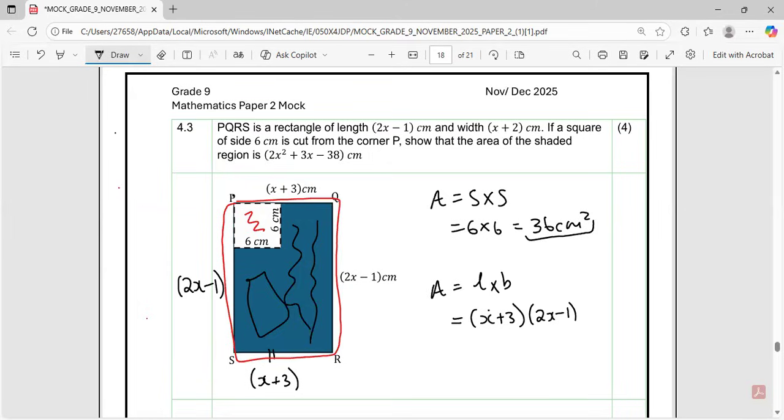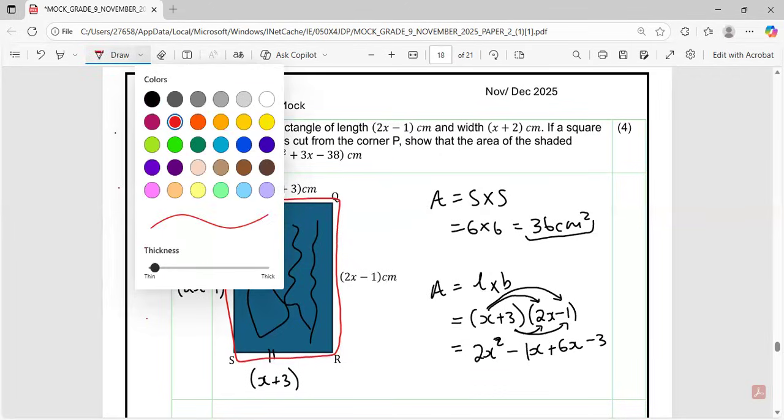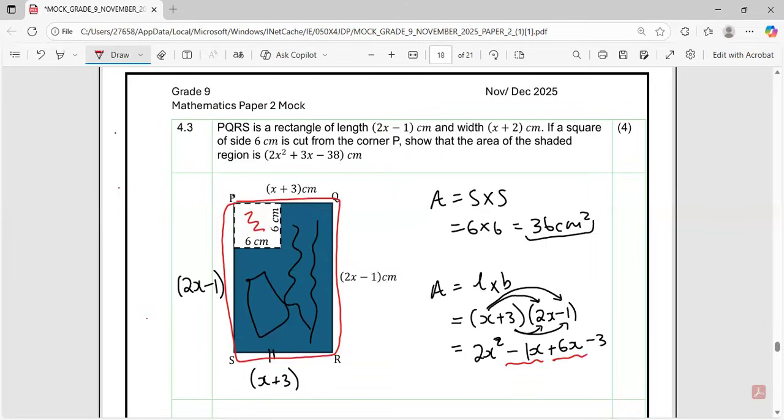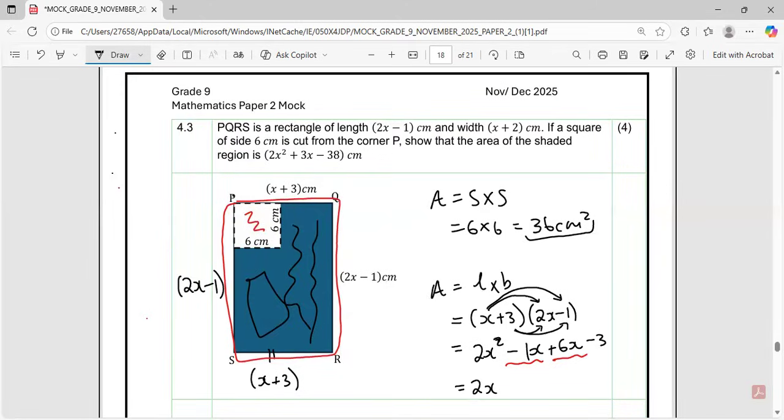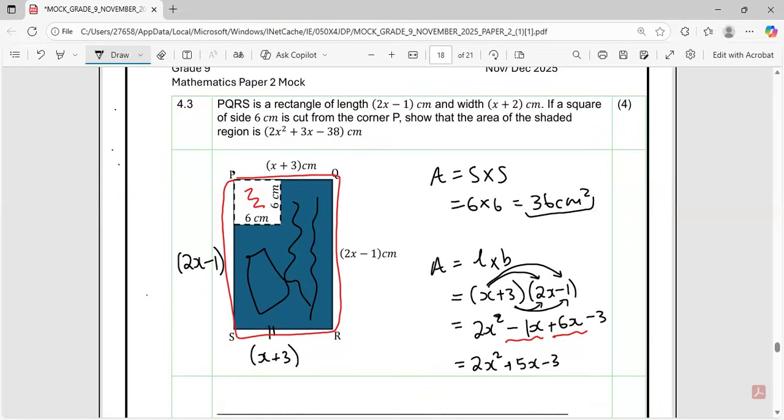So now how do we simplify this? We're going to multiply in there. We're going to have 2x squared. We multiply again there, we're going to have minus 1x. Then we multiply here, it is going to be plus 6x, and we multiply again there, it is going to be minus 3, correct? Do we have any like terms in this case? Yes, we do. This one here and that one are like terms. So finally, we're going to have 2x squared plus 5x minus 3.